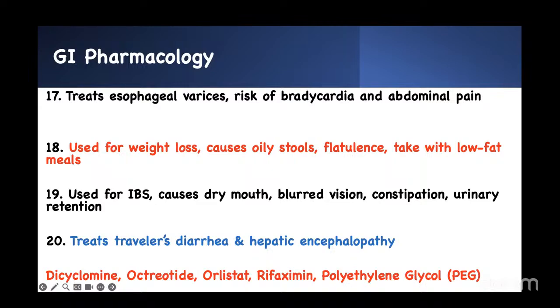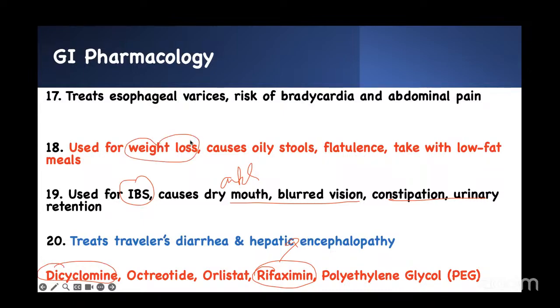20 medications, GI pharmacology medications to keep you focused. Easy way to remember them. Which one is used for traveler's diarrhea and for hepatic encephalopathy? This is rifaximin. This is the medication. This one is used for IBS, and you have anticholinergic side effects. Dry mouth, blurred vision, constipation, urinary retention. These are all anticholinergic effects. That's dicyclomine.